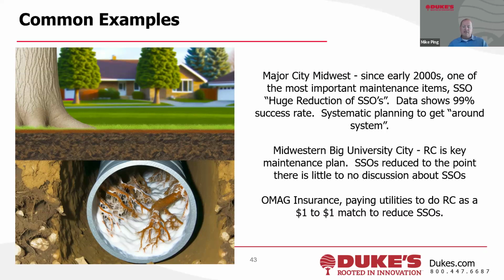It used to be kind of the main discussion years ago, and it no longer is. This third one here, OMAG. OMAG is part of the Oklahoma Municipal, and I'm not going to remember what the rest of that is, but it's the insurance arm in Oklahoma for municipalities. They literally have a grant program that pays utilities to do root control, dollar for dollar. There are some other terms and all that, but that's how strong the results have been in that area.